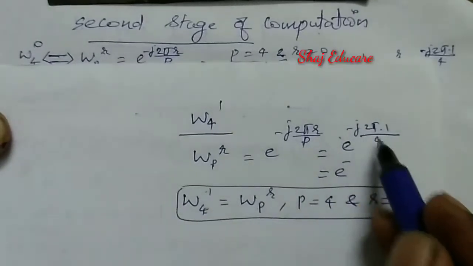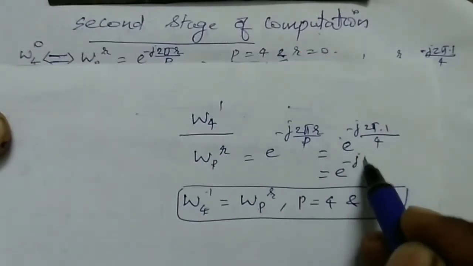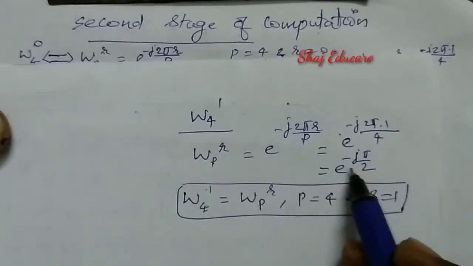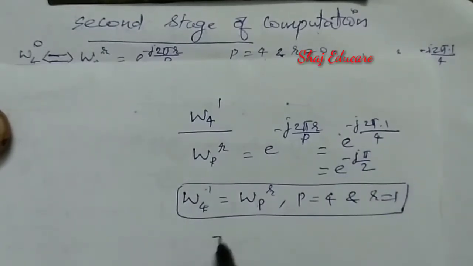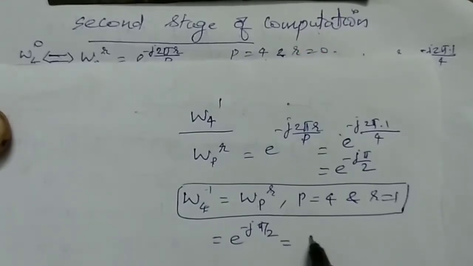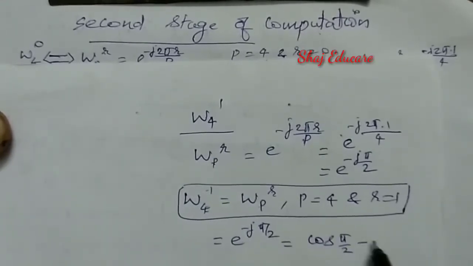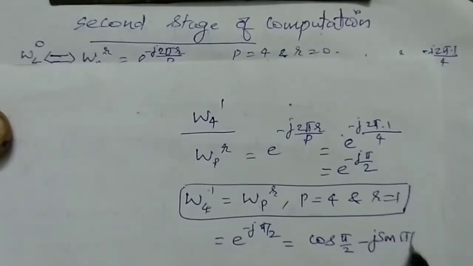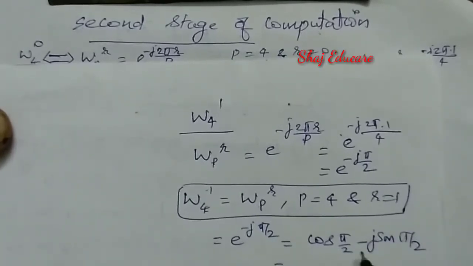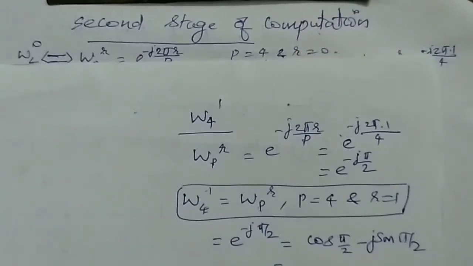Raised to minus j. This 2 and 4 can be reduced. Therefore, what we are getting is j pi by 2. Now let us find the value of e raised to minus j pi by 2. By Euler's identity, that is equal to cos pi by 2 minus j sin pi by 2. We know that cos pi by 2 is equal to 0 and j sin pi by 2 is equal to minus 1.